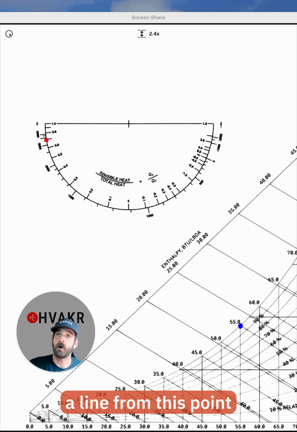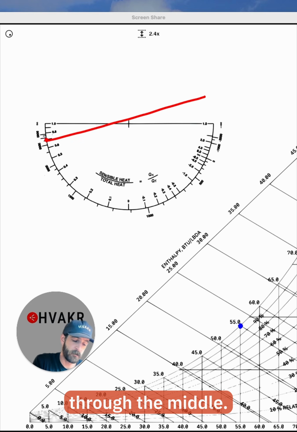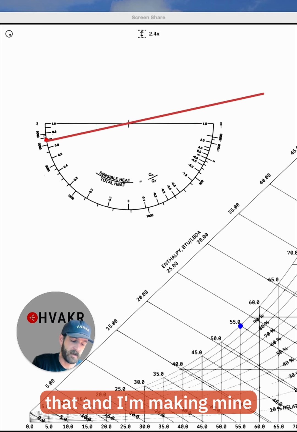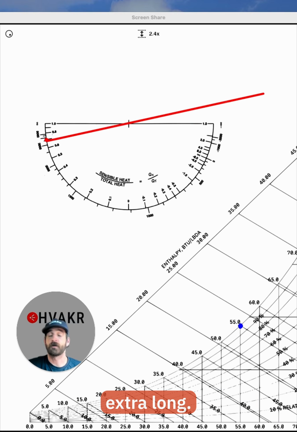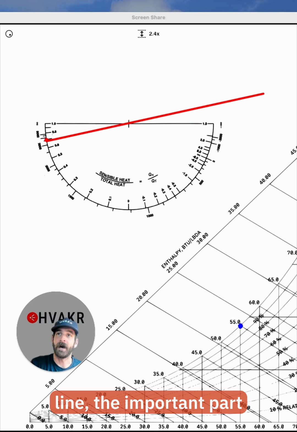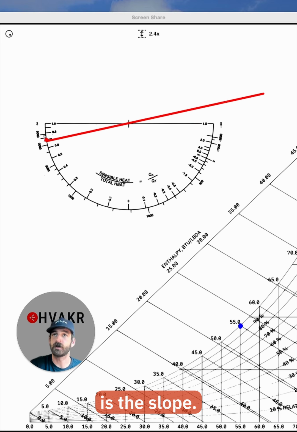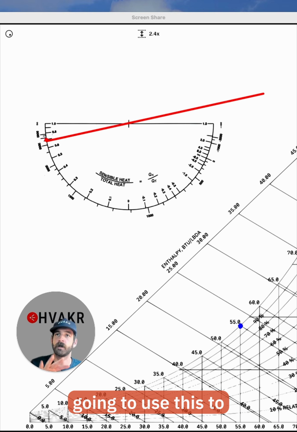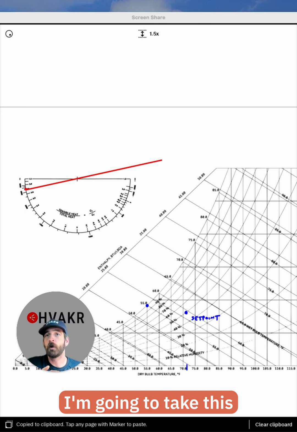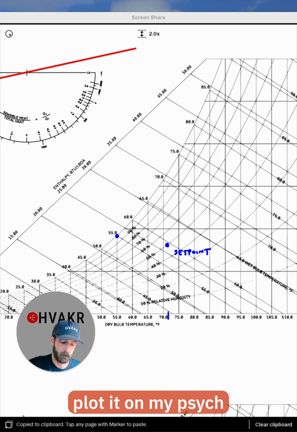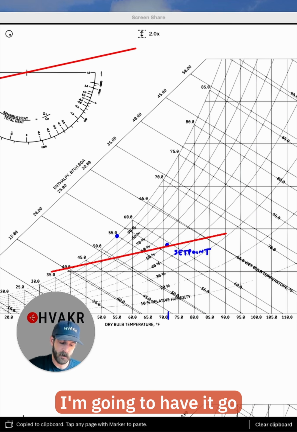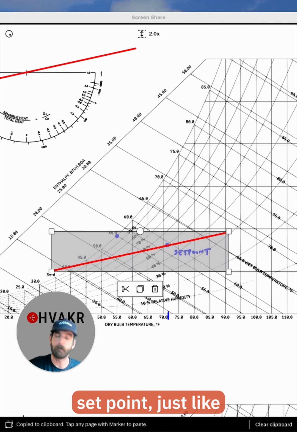Then we're going to draw a line from this point through the middle. It's going to look like that. And I'm making mine extra long. Now that we have this line, the important part about this line is the slope. This line can go anywhere on the psych chart. It's the slope that matters, and we're going to use this to start to analyze our system design, our coil design. I'm going to take this line and plot it on my psych chart. I'm going to have it go straight through my set point, just like that.